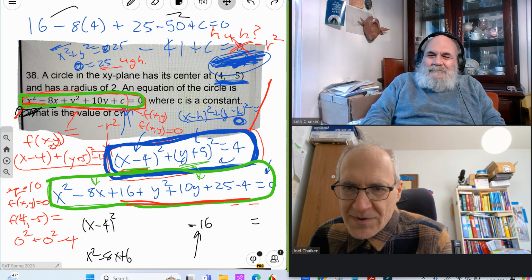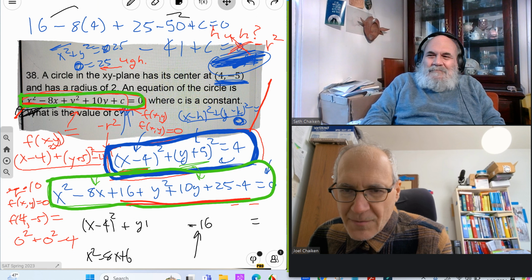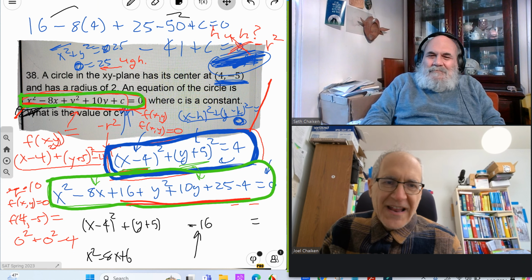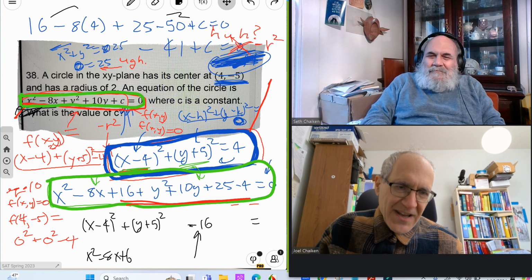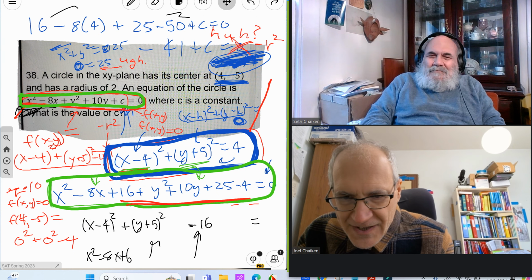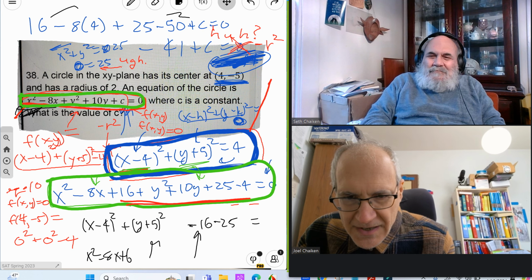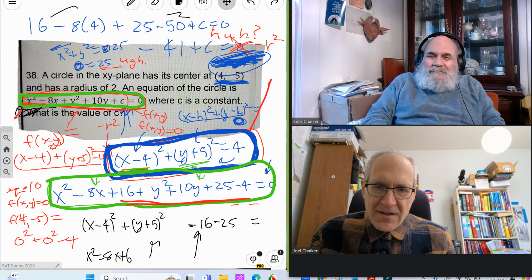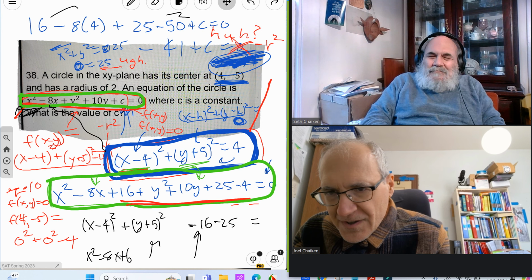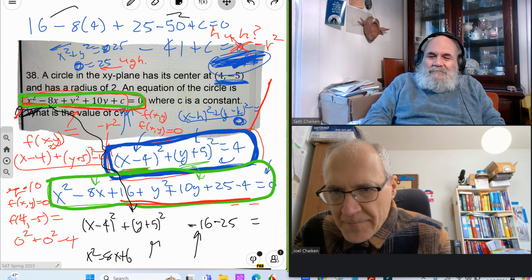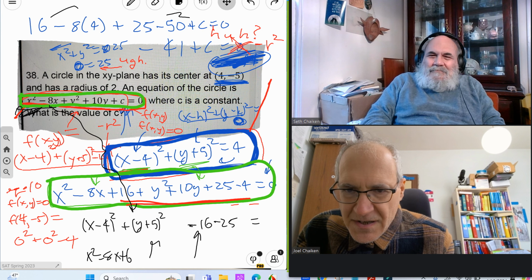Now we do the same thing with the y's. It's y squared plus 10y. So instead of 10, you do y plus 5, so that when you multiply it out, you get y squared plus 10y, but this adds a 25, so you have to subtract a 25. So far we've taken this equation and written it the same way. Now you have a plus c.